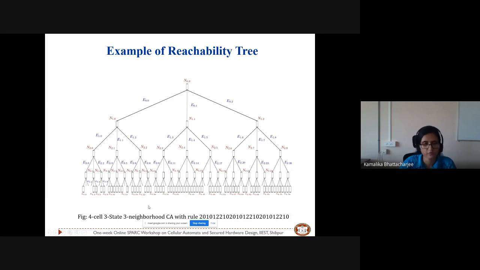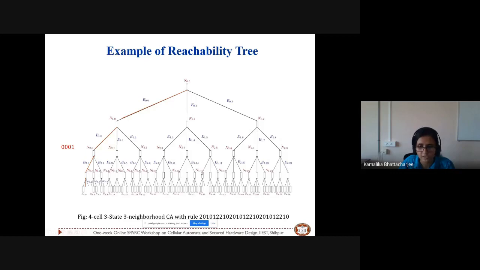non-reachable nodes. For example, let us take this edge sequence: E0.0, E1.0, E2.0 and E3.1. This is a 0 edge, this is again a 0 edge, this is a 0 edge, and the last one is a 1 edge. So this configuration 0, 0, 0, 1 is a non-reachable configuration for this CA.